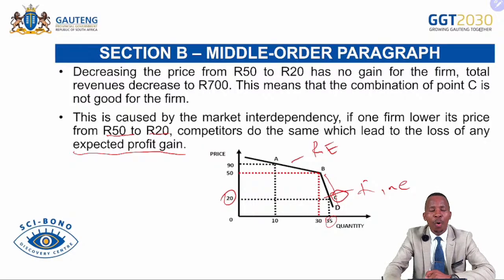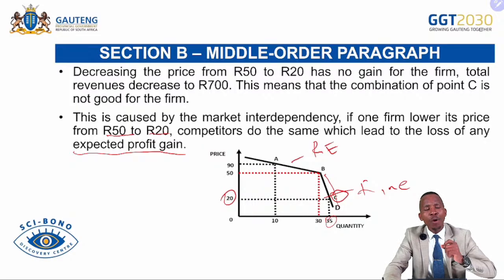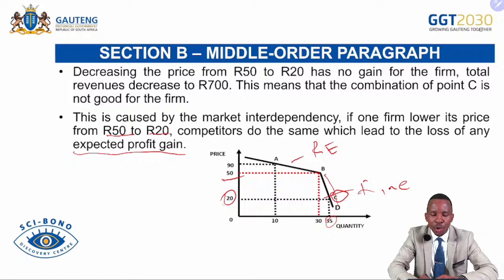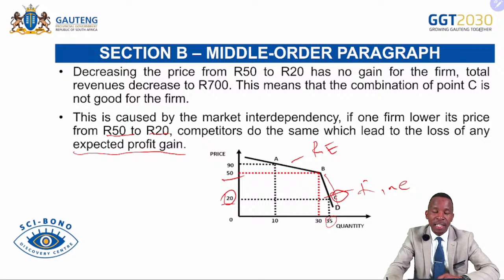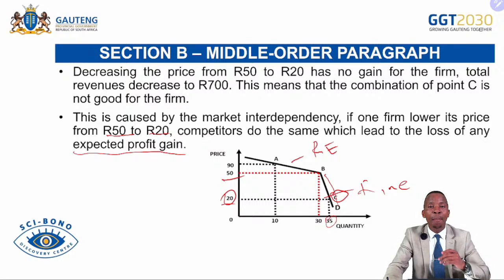And then on the bottom one, if ever one firm lowers its prices from 50 rand to 20 rand, the firm is willing to achieve high revenues or high profits. However, if one firm lowers its prices from 50 to 20 rand, other firms will follow; remember, we said there is a very huge interdependence in this market. Firms are very much dependent on one another because if one firm makes a profitable decision, other firms will be affected.